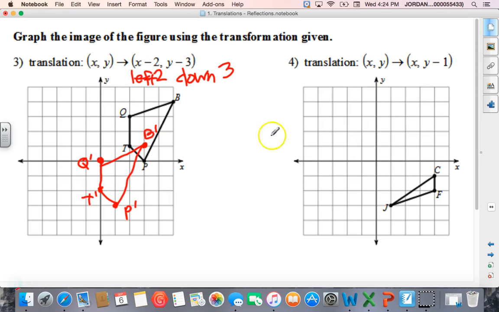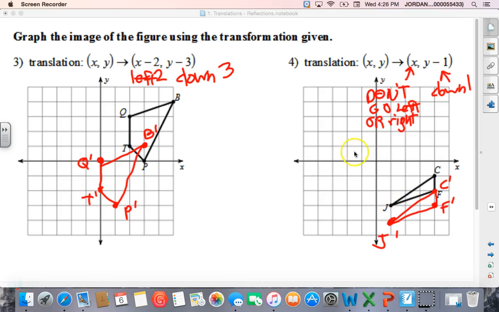So I'm going to go ahead and pause it again, and I want you guys to try to use this rule on this shape right here for number 4. Okay, so as you can see right here, this is a little bit tricky. I hope it didn't mess you up. There's nothing done to the x.